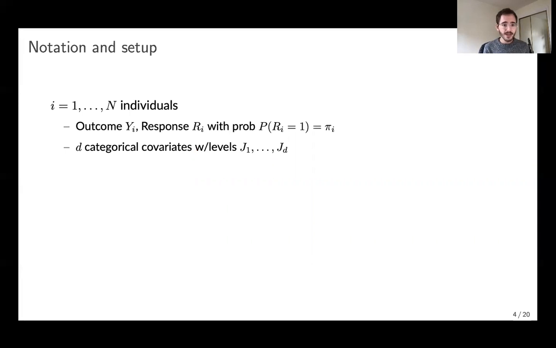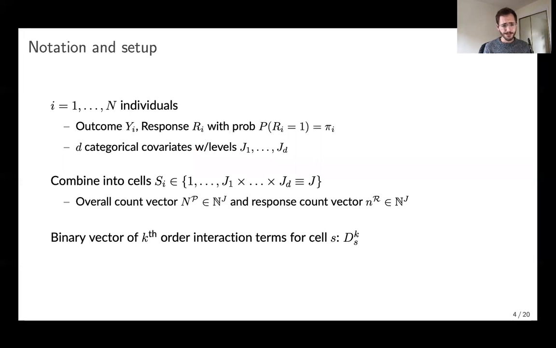So we have n individuals in our population. We have an outcome y and a response r, and then we have d different categorical covariates. And we're going to collapse all this information down into a few sufficient statistics defined by the cells. So we're going to interact all of our covariates and create J different cells, where J is exponential in the number of covariates. And then we're just going to count in the population how many units there are in that cell, and then we're going to count how many responders we have in that cell. So this is going to be in a vector n_p and another vector n_r.